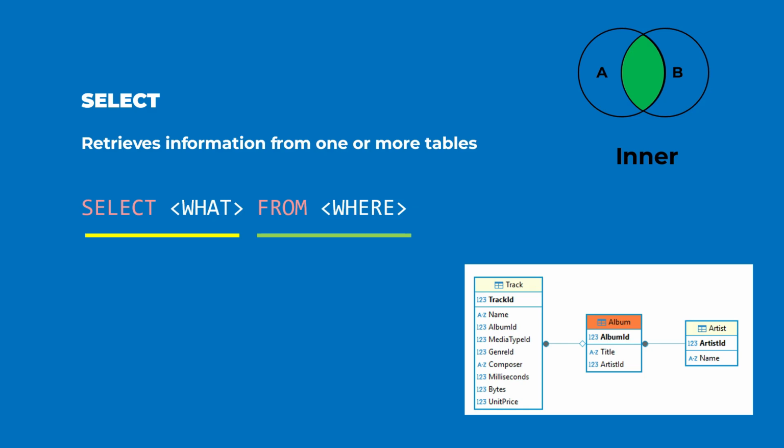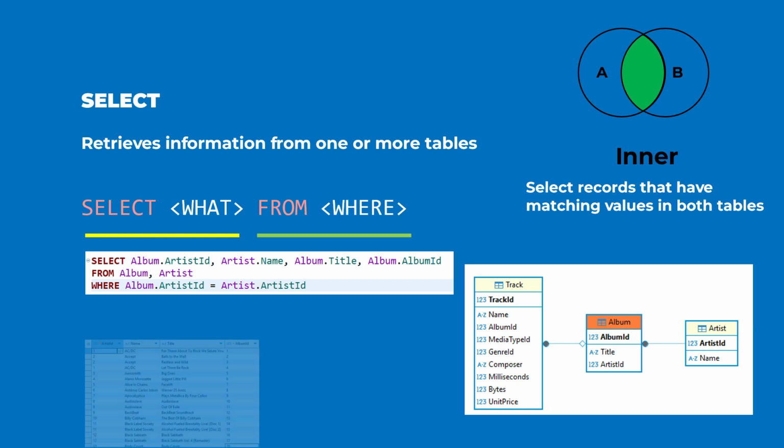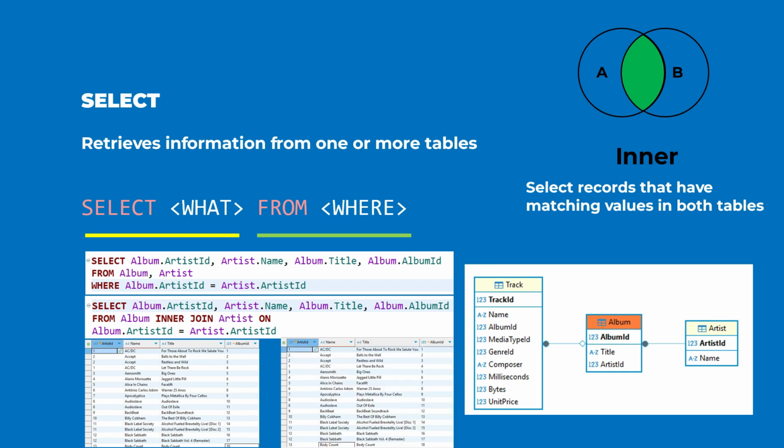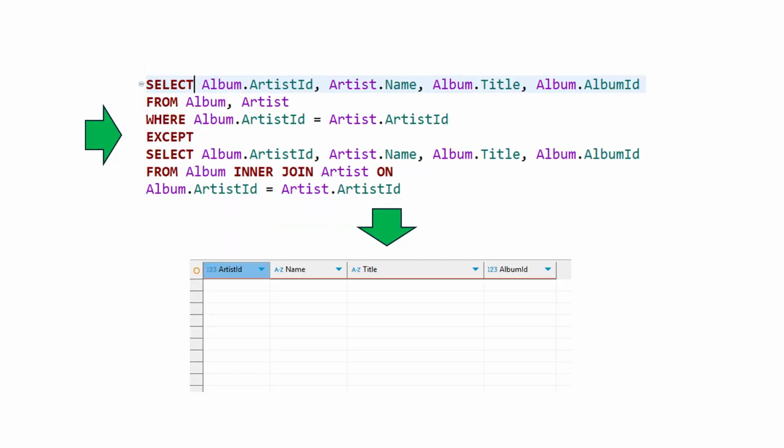Let's look at what inner join is, which lets us select records that have matching values in both tables. We can use the where clause to achieve this join, and we can also use the inner join clause to find the matching records in both tables. Here we are joining based on the artist ID field. Now we can use the except operator to find the difference between the two datasets from both select statements, and we can see there is nothing to display since both statements produce the same dataset.